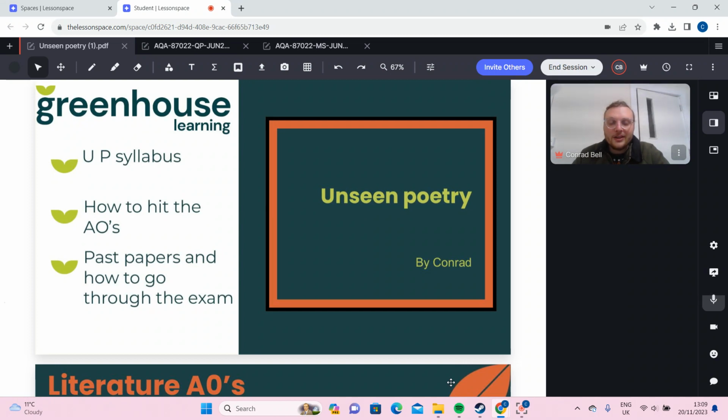I find that the unseen poetry is probably the one that students fear the most, mainly because poetry analysis can be quite a tricky thing to do anyway. And also, maybe it's just that fear of the unknown, like not really knowing what to do. Sometimes you can get given a poem and you just have no idea where to start. But I think that unseen poetry, in a way, is one of the easiest places to pick up marks if you just approach it in the right way.